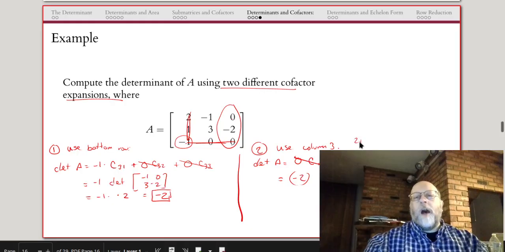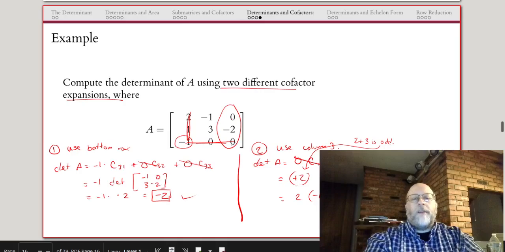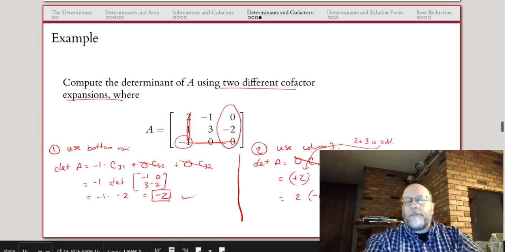But 2 plus 3 is odd, and so we're going to change the sign and make this a +2. This determinant is 0 minus 1, which is -1. 2 times -1 is once again -2. We get the same answer even though we did a different cofactor expansion. We always get the same answer. All right, let's move on.